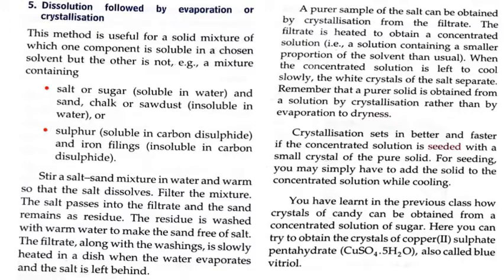A purer sample of the salt can be obtained by crystallization from the filtrate. The filtrate is heated to obtain a concentrated solution, which is a solution containing a smaller proportion of the solvent than usual. When the concentrated solution is left to cool slowly, the white crystals of the salt separate. Remember that a purer solid is obtained from a solution by crystallization rather than by evaporation to dryness.